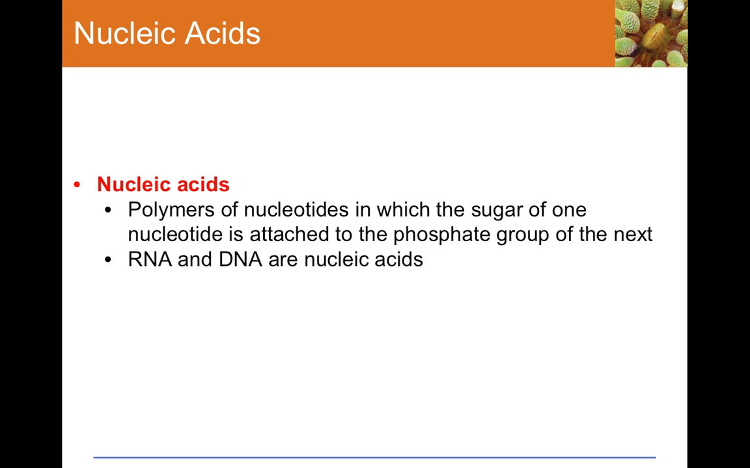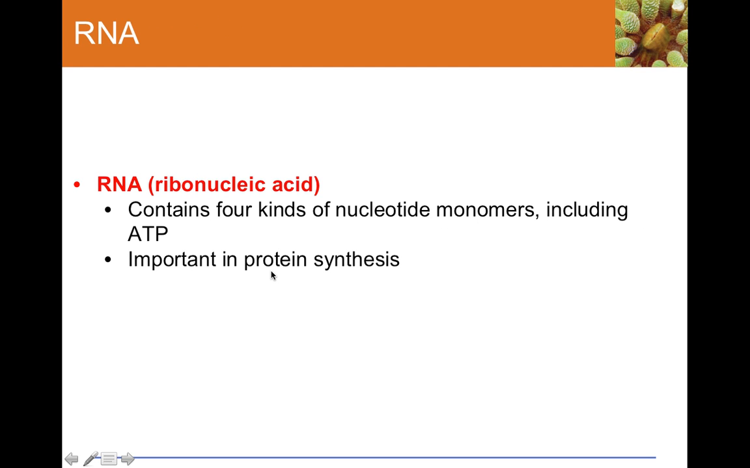So once we get polymers of nucleotides together, in which the sugar of one nucleotide is attached to the phosphate group of the next, we can start to build these really long molecules called RNA and DNA. So our first one we're going to start with is RNA. It's ribonucleic acid. He contains 4 kinds of nucleotide monomers, including ATP, and it is super important for protein synthesis. So the 4 that RNA contain are cytosine, guanine, adenine, and uracil, because we go A to T in DNA and A to U in RNA.